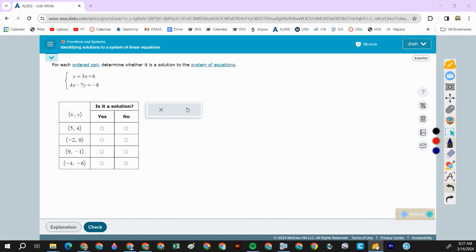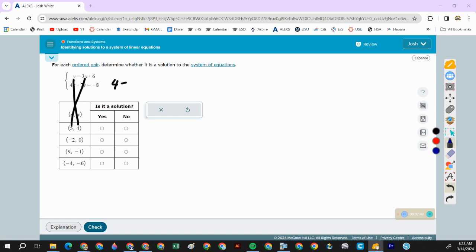For each ordered pair, determine whether it is a solution to the system of equations. There are two ways to do this. One would be to plug in every number set to every equation and see if it works. So I'm going to plug 5 in for x and 4 in for y.